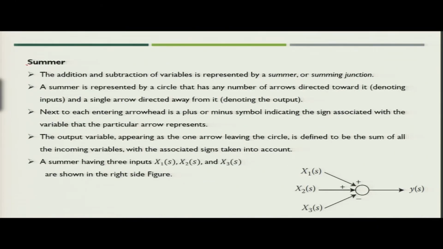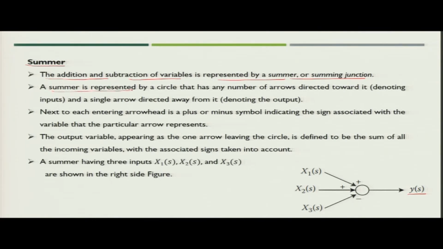First, let us try to understand what is summer. Summer means the addition and subtraction of variables. So, when you want to add or subtract the variables, you represent them by a summer, or you can also call it a summing junction. So, if you see this particular figure, you will see one summing block, where you have multiple inputs coming and then you have one unique output, that is Y(s).